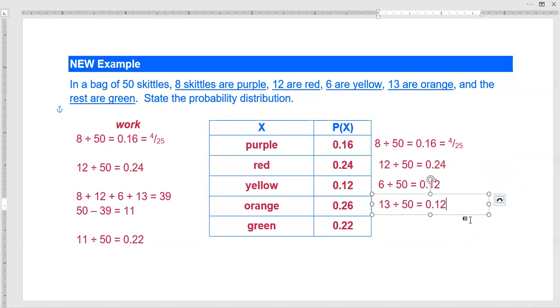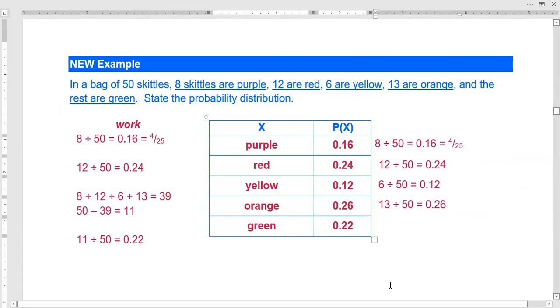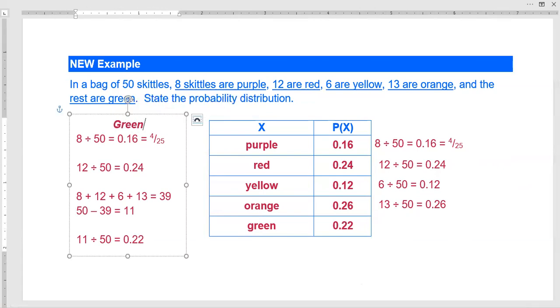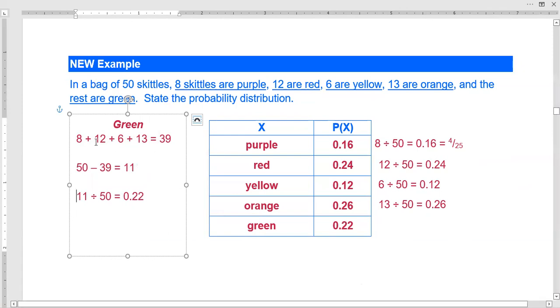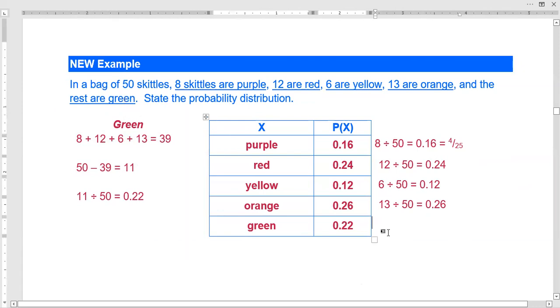We have 13 out of 50, 26. Now for green, there isn't much space here, so I probably would do my work for green over on the side. And all of this work would now be labeled for green, so I would know my steps in that process. I added up the different colors, got 39, and then I subtracted that from the total to get my 11 green Skittles, and then divide that by 50 to get my answer.